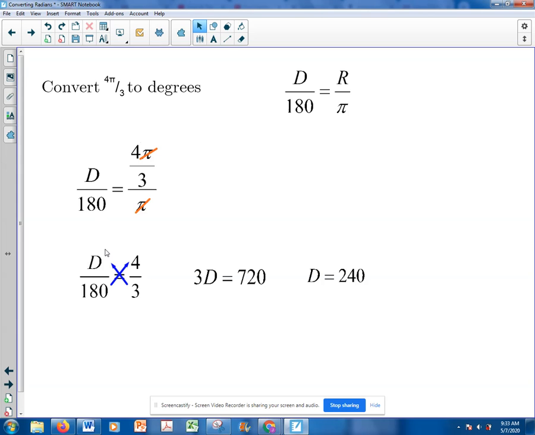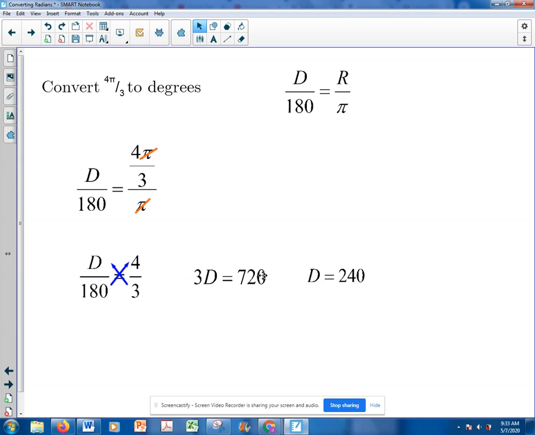Here we go with a cross multiply again. You go this way, you get the 3d. You go this way, you get the 720. Now, hopefully, you'll be able to figure it out from here if you didn't have a calculator, but you divide both sides by 3, and you find out d equals 240 degrees.